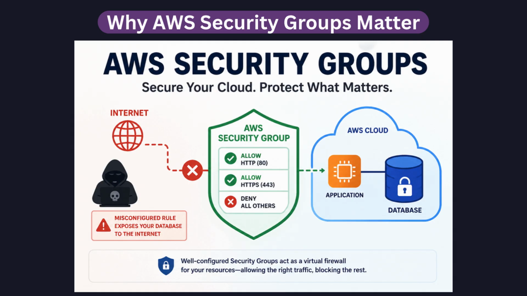Imagine launching an application to the cloud, only to realize that a single misconfigured rule could expose your entire database to the internet. That's the power and risk of network security in AWS. Today we're going to break down one of the most critical building blocks that protects your infrastructure, AWS Security Groups. If you understand this well, you can design cloud architectures that are not only scalable, but also secure by design.